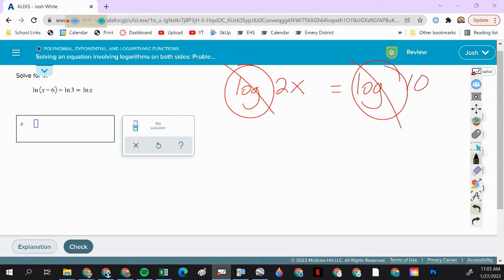And you can do that as long as two things happen. All you have on each side is a single logarithm and the bases match. So if these were log base 5s, it would still work. But if there's anything else out there, that will not work. So if you have log equals log and the bases match, you just throw them away.